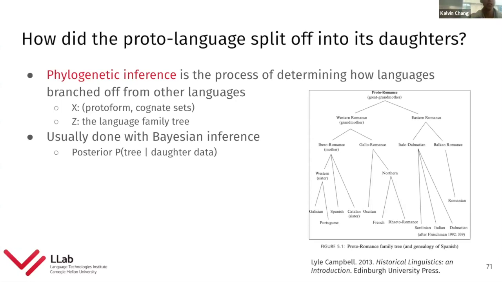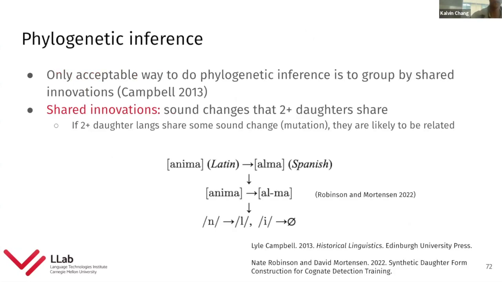Now, obviously, we don't have data for a lot of the intermediate proto-languages a lot of the time. Now, when a linguist performs phylogenetic inference, the only acceptable way to do it is to use what we call shared innovations, which basically means sound changes shared by 2 or more daughters. So if 2 or more daughters share some common sound change, which can be likened to a mutation in DNA, then they're likely to be related.